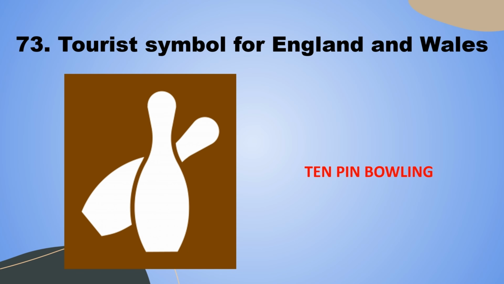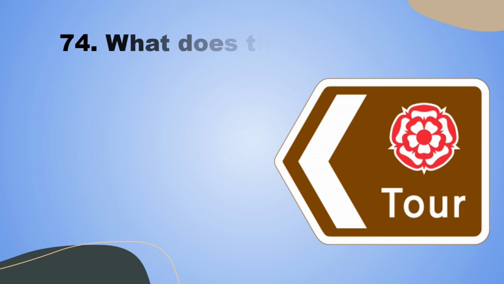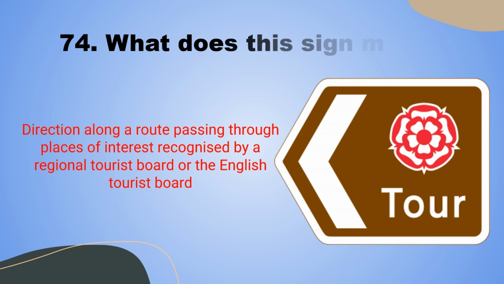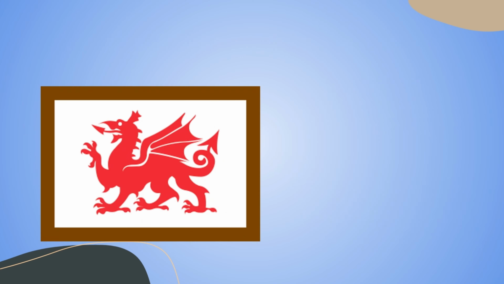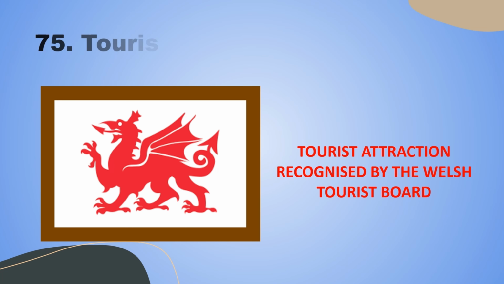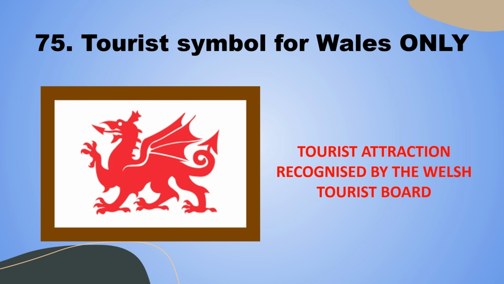Let's see the next sign. What does this sign mean? Direction along a route passing through places of interest recognized by a regional tourist board or the English Tourist Board. Next sign, and please pay particular attention to this sign because this is a tourist symbol, but for Wales only. This sign means tourist attraction recognized by the Welsh Tourist Board.